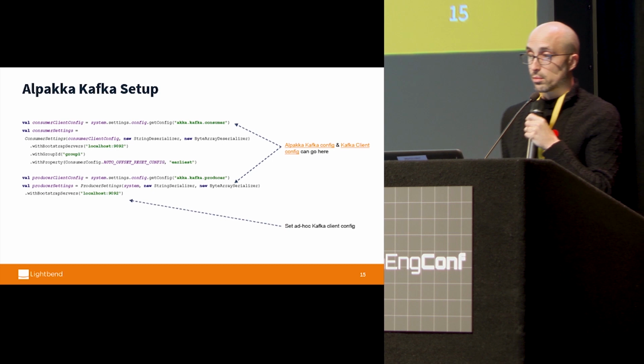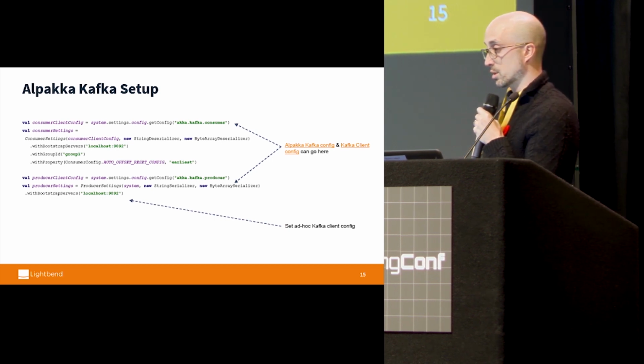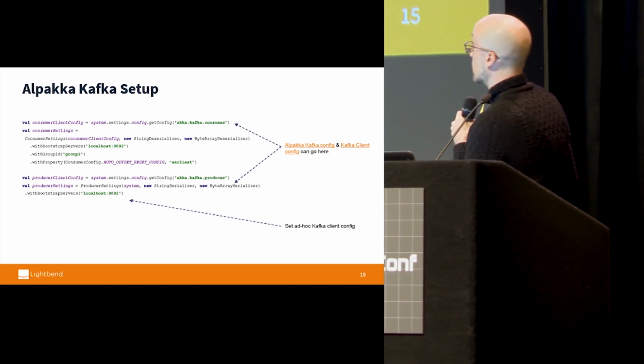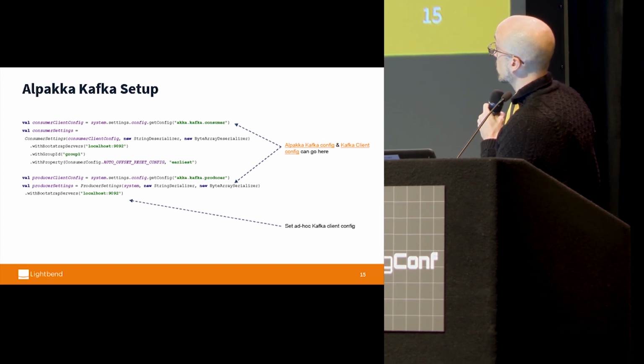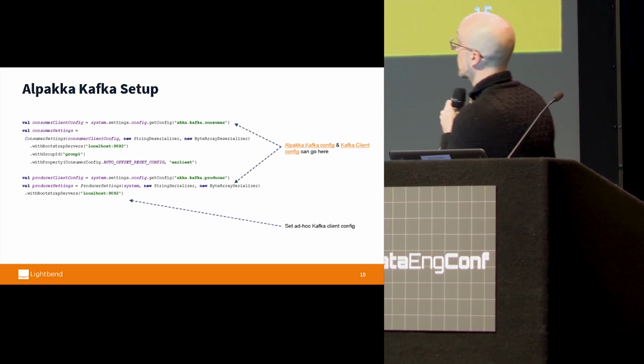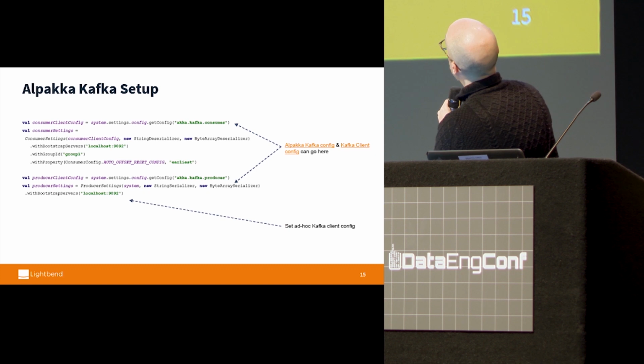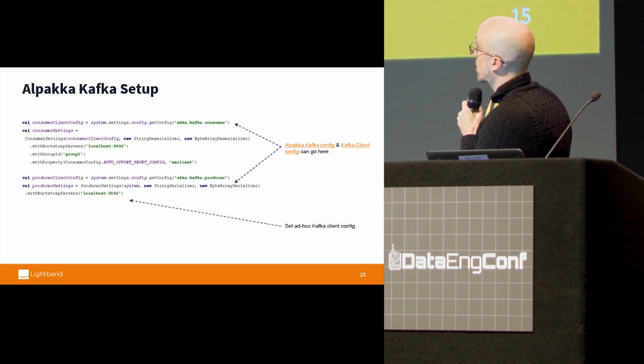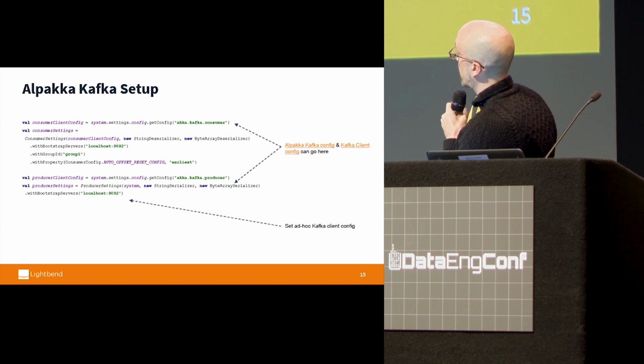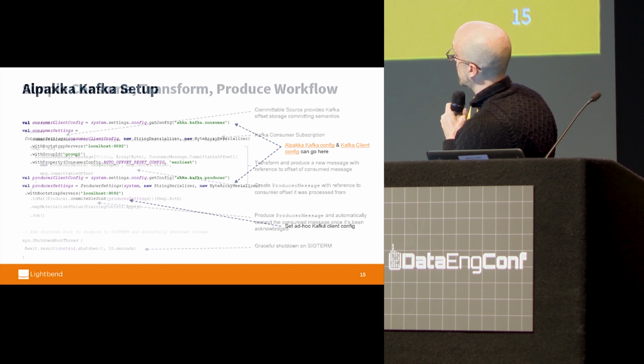So here's some code, not very interesting. This is just the ceremony to get the clients up and running. If you've worked with Kafka, this should look familiar. This is Scala code, by the way. You can use Typesafe Config and have your default client, consumer or producer config in there, and then some other Alpakka Kafka config. You set all the settings this way.